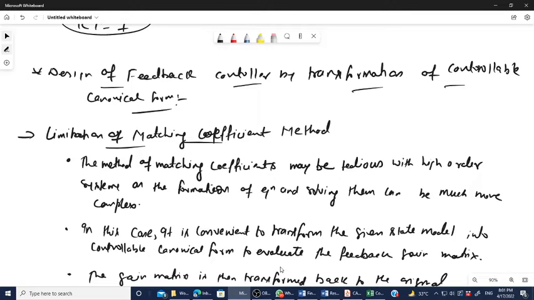In the previous lecture, we covered the method of matching coefficient in the sequence of the lecture series of the pole placement design. We started with the pole placement design, in which we established why the pole placement design is needed, what its requirements are, and how pole placement can be done as per the given design specification.